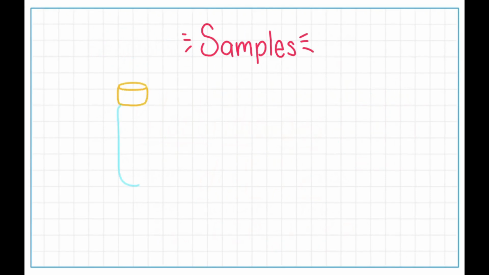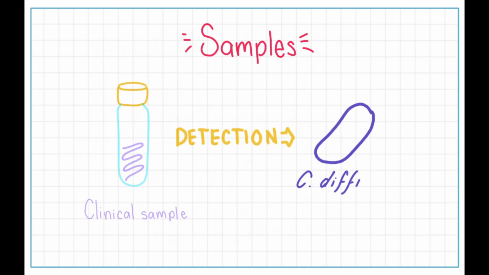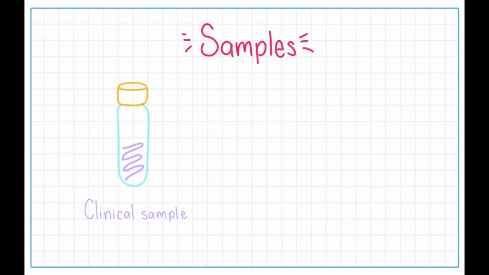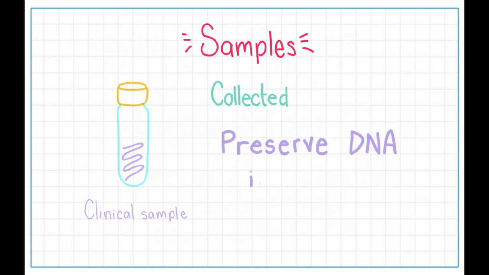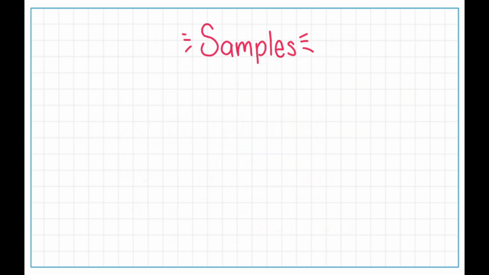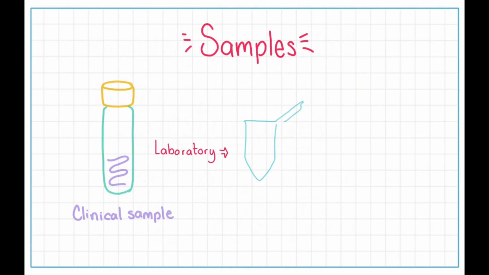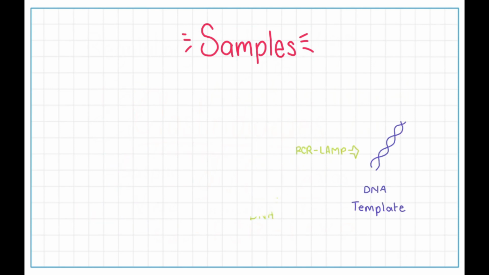Clinical samples to be used, such as stool specimens, are commonly used for the detection of Clostridioides difficile DNA or its toxins. Samples should be collected using appropriate collection devices and transported to the laboratory under recommended conditions to preserve DNA integrity. Upon receiving the laboratory, samples may be processed to extract DNA using commercial DNA extraction kits or other methods. Extracted DNA is then used as the template for the PCR-LAMP assay.